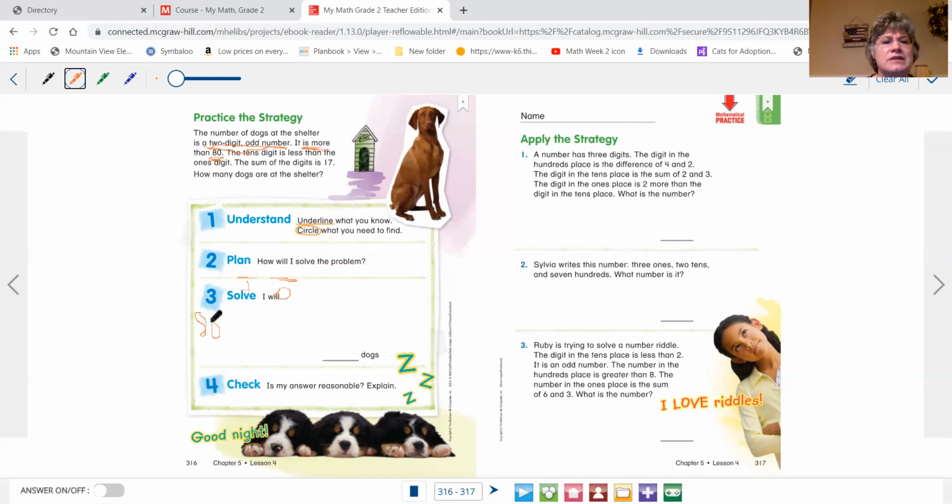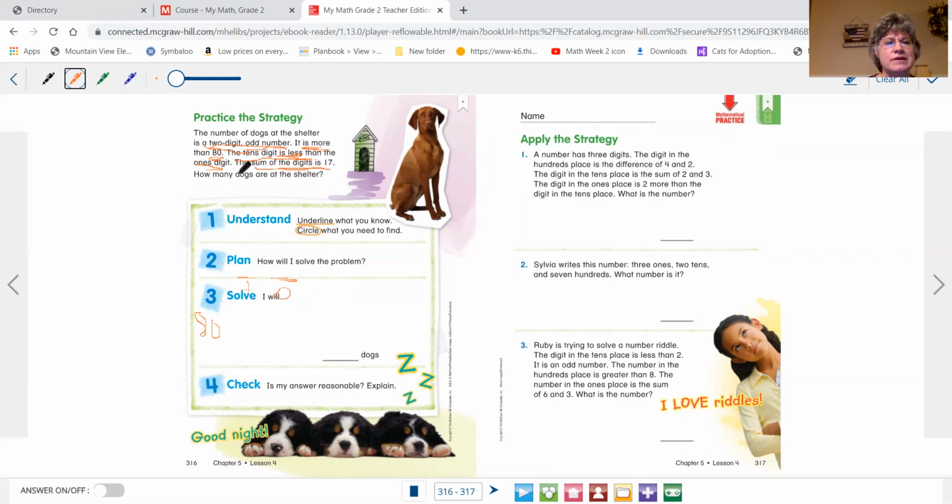Let's find out. The tens digit is less than the ones digit. Okay, well, that automatically tells us that this number in the tens place is going to be smaller. That's important. So the tens digit is less than the ones digit. Let's underline that. The sum of the digits is 17. All right, so once again, we are looking at adding the tens and the ones together and getting 17.